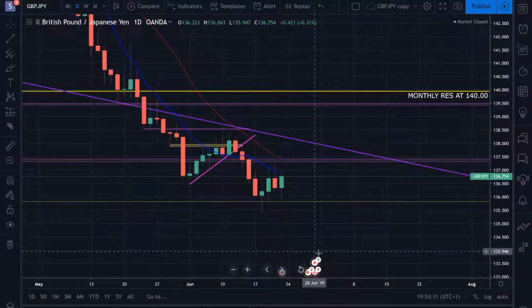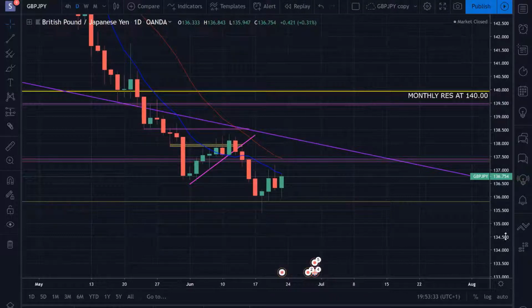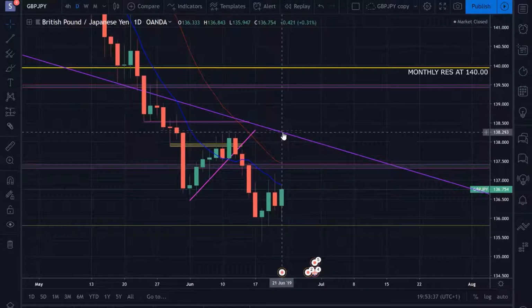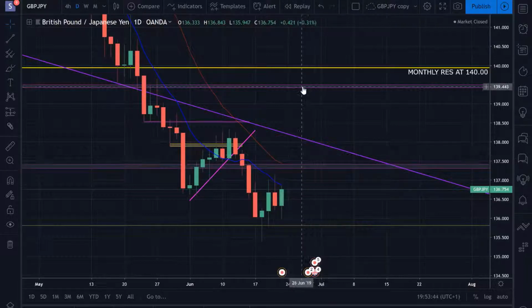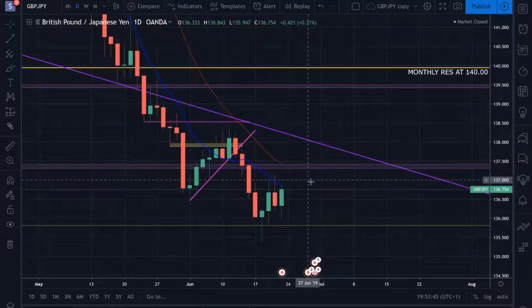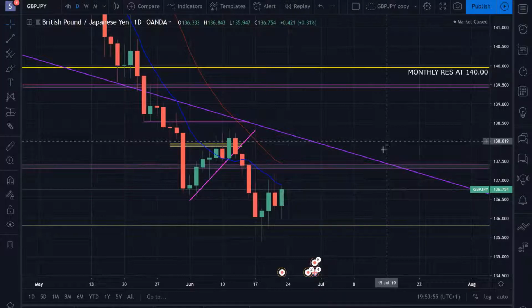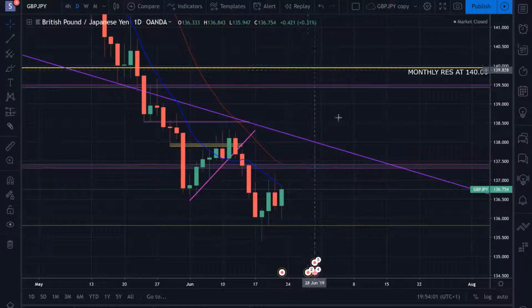I'm seeing a lot of potential areas of resistance. We have my long-term descending trend line. This is a weekly. We also have some areas of daily support. What I see is this pair coming up to the 140s. So any longs, I'll be definitely holding on to profit up to the 140s.